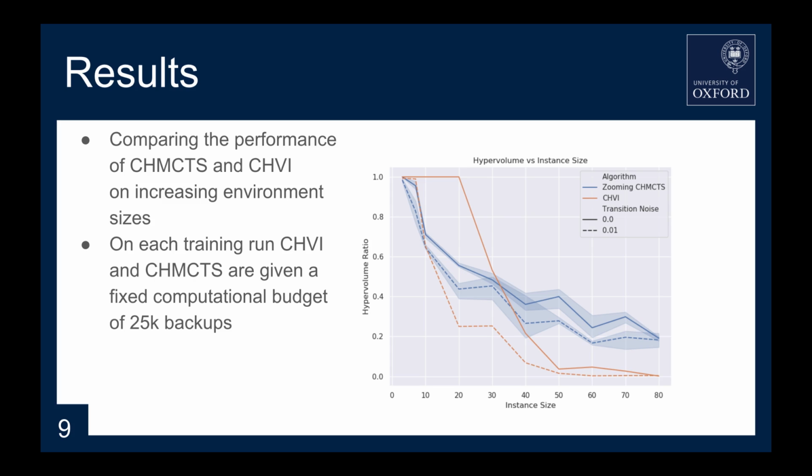We analyze the scalability of convex hull Monte-Carlo tree search. We compare the performance of each algorithm when limited to a budget of 25,000 backups on a range of environment sizes. To normalize the results, we plot the ratio between the hypervolume of the optimal Pareto front and the hypervolume computed by the algorithm given its computational budget.